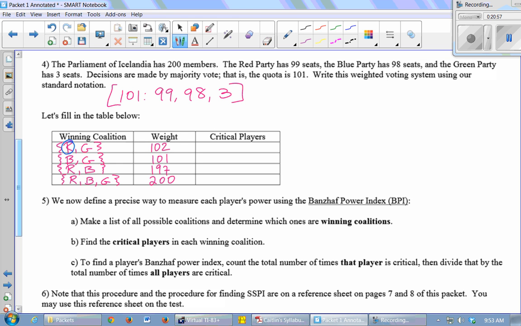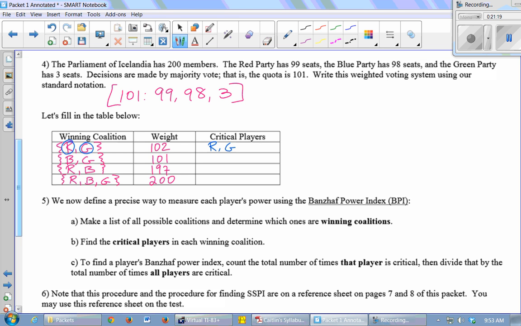Same thing for green. If green quits, red doesn't have enough votes by itself. So green is also critical. So both players in this coalition are critical. Neither one can leave. If either one leaves, it's no longer a winning coalition. So the critical players are both red and green here.